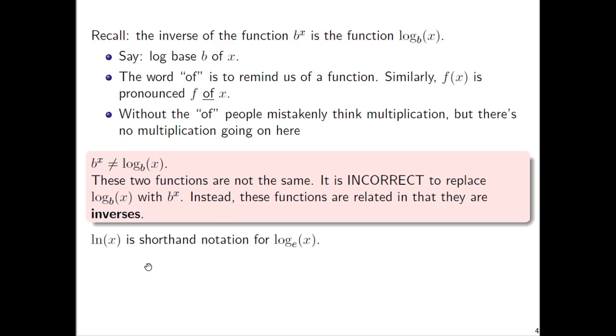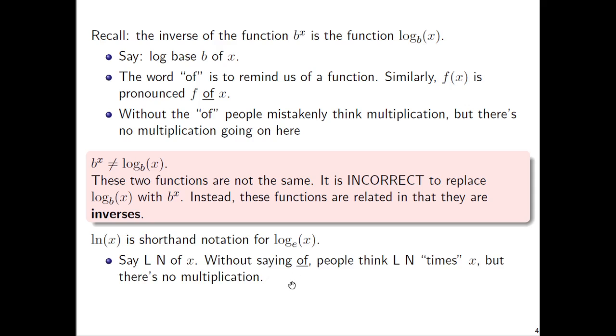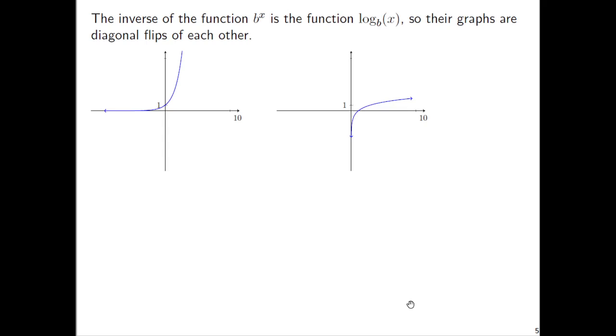Also, ln of x is shorthand notation for log base e of x. So if you ever see ln of x and you want to write log base e of x instead, that's fine. Just note that ln, or natural logarithm, is just a shorthand notation. And say it that way, ln of x. Again, without saying the "of," sometimes people think ln times x. I've even heard people say aloud "ln times x." But there's no multiplication going on.